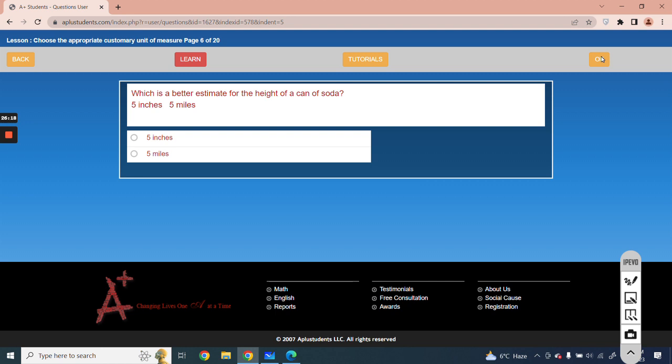Okay, which is a better estimate for the height of a can of soda? Which option is the correct one? 5 miles or 5 inches? Very good. It would be 5 inches. Because 5 miles is too long. Got it?